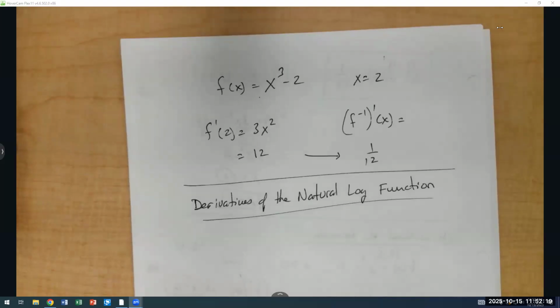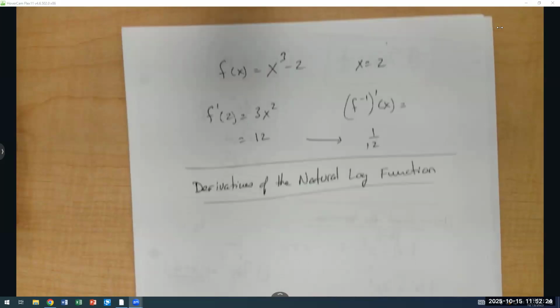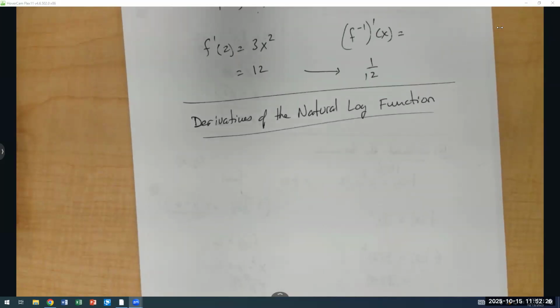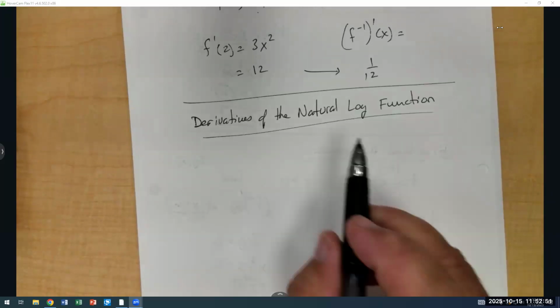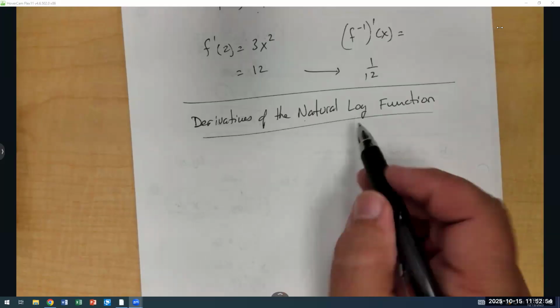Now let's look at natural logs. Why do we pick natural logs? Because natural logs are inverses of what function? Exponentials, right? And in engineering and biology and the sciences, exponential functions are very, very important, very widely used. So natural logs are the inverses.